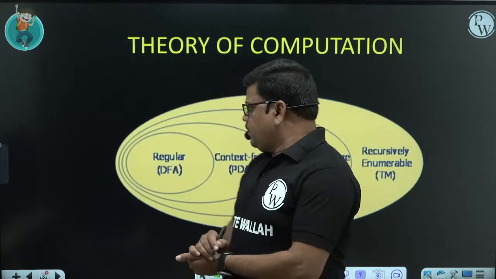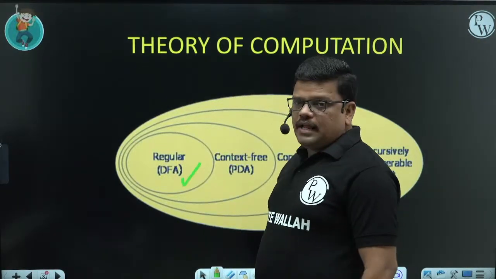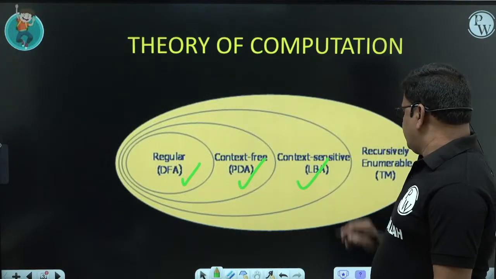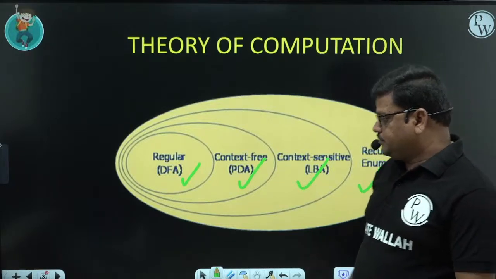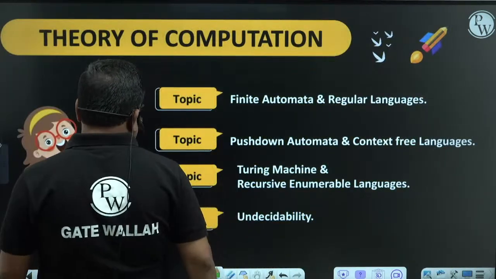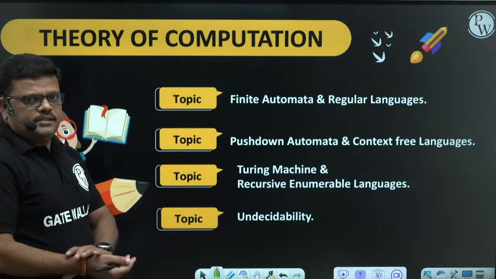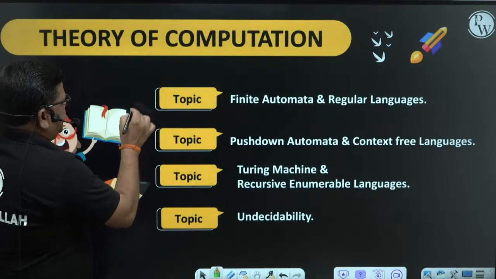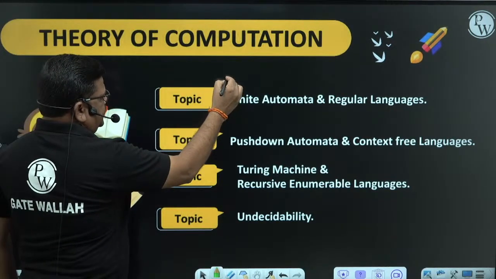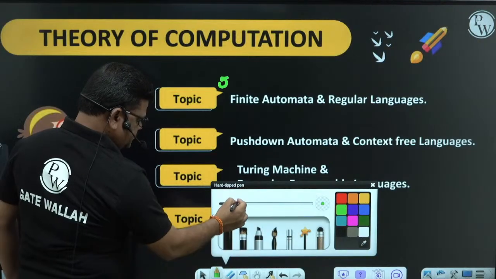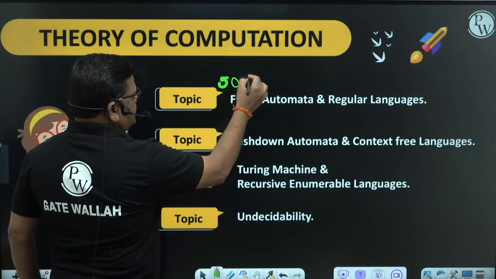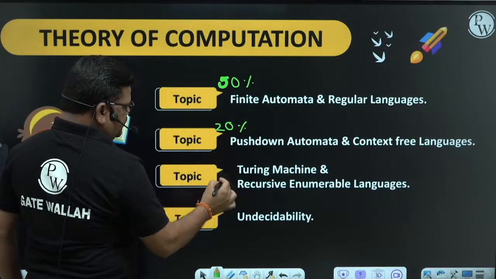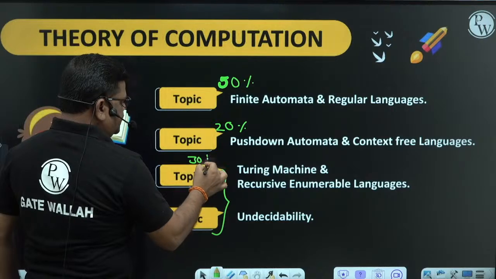The topics we are going to cover here are regular language, context free language, context sensitive language, and recursively enumerable language. And I explained the weightage of each topic. These are the topics we generally study in the theory of computation subject. The weightage of the first topic is 50%. For this one, 20% weightage, and for this one, 30% weightage.